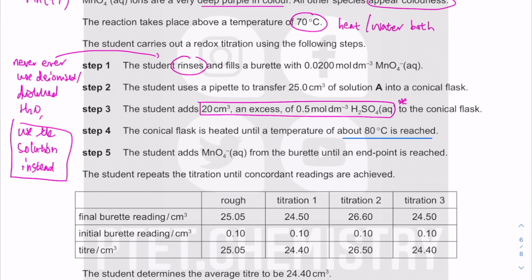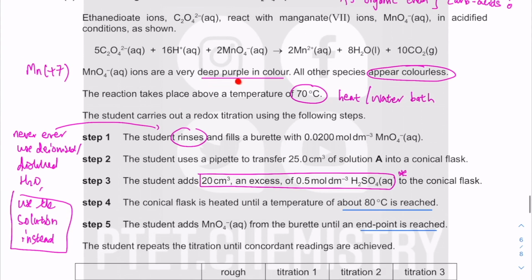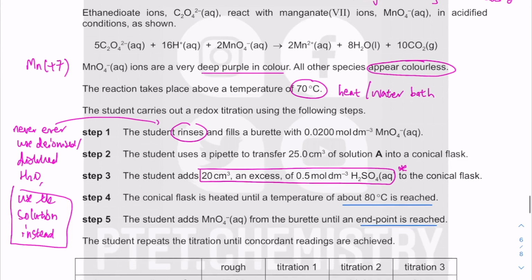Step 5, the student adds MnO4⁻ from the burette until the endpoint is reached. So you do not need an indicator for this kind of reaction because the color goes from very intensely colored to almost colorless. Because of the very clear, very sharp change in color from deep purple to colorless, you don't need any other indicator for this at all.